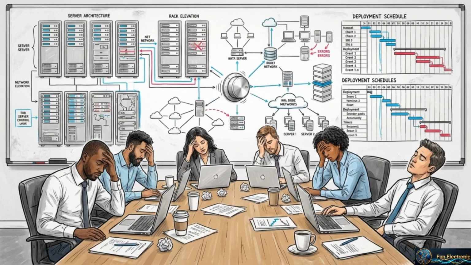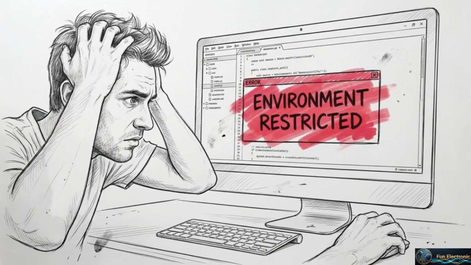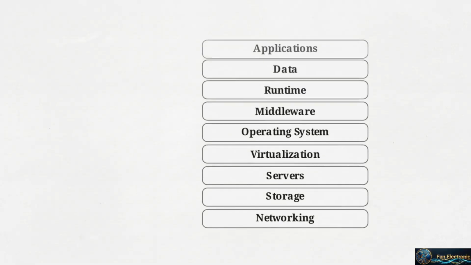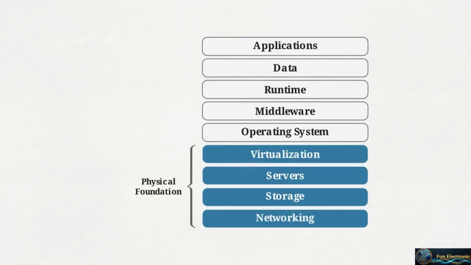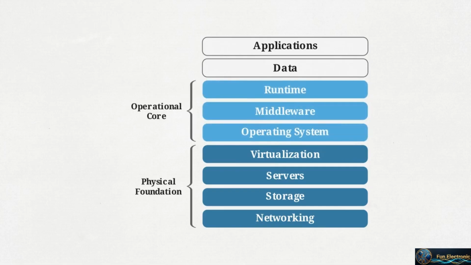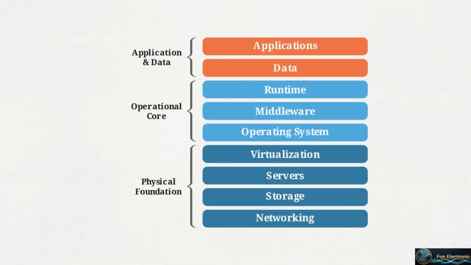You either pay for deep architectural control your team doesn't need, or you sacrifice the precise customization your core product demands. This is the 9-layer IT stack. Traditionally, your team manages every block. At the base is the physical foundation: networking, storage, servers, and virtualization. Above sits the operational core: your OS, middleware, and runtimes. Finally, at the top is your application code and customer data.